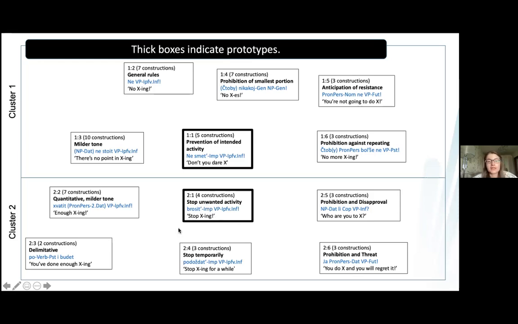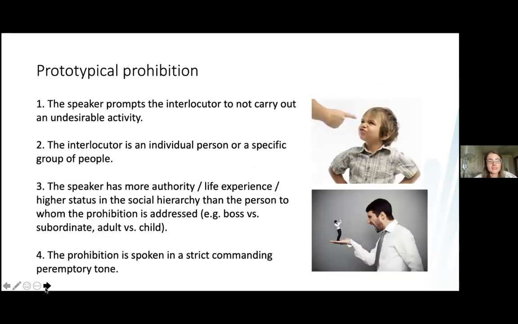Semantically, we can outline the prototypical prohibition as follows. First of all, the speaker prompts the interlocutor to not carry out an undesirable activity. The interlocutor is an individual person, or it can be a specific group of people. Then the speaker has more authority or life experience or a higher status in the social hierarchy than the person to whom the prohibition is addressed. Finally, the prohibition is spoken in a strict, commanding, peremptory tone.